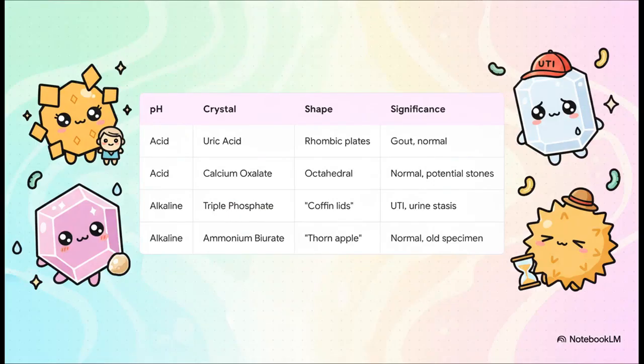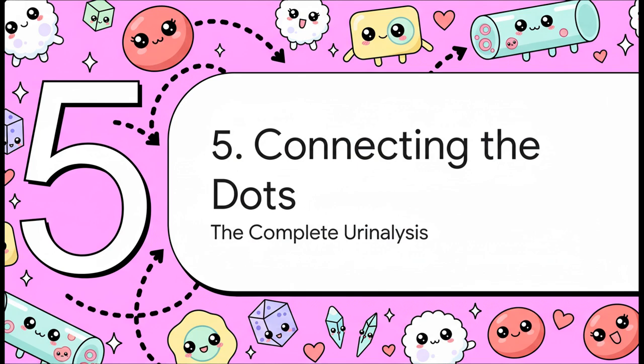And this chart shows that perfectly. So in acidic urine, you might find uric acid crystals. They can be normal, but they're also linked to things like gout. You'll also find those classic envelope-shaped calcium oxalate crystals. Super common, but tons of them might mean kidney stones. Now flip over to alkaline urine, and you're more likely to see the very distinctive coffin lid shape of triple phosphate, which is a big clue for UTIs. Or you might see the thorn apple shape of ammonium biurate, which usually just means the specimen is a bit old.